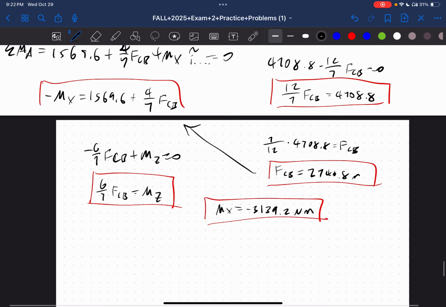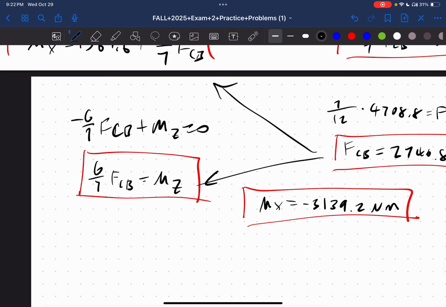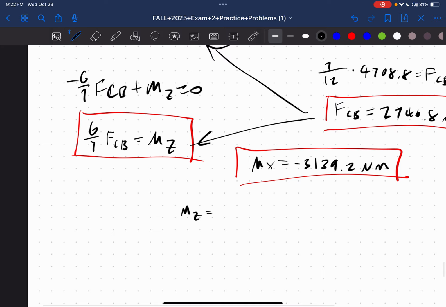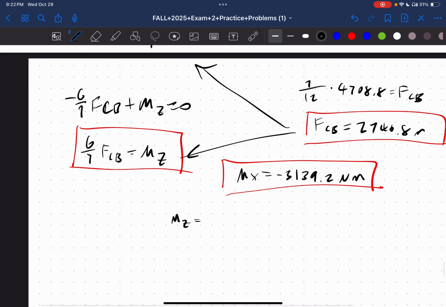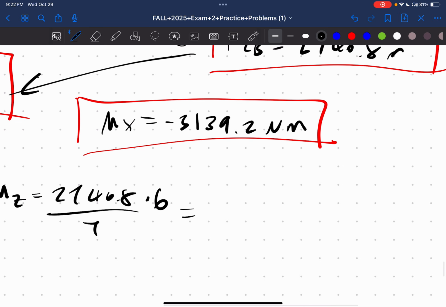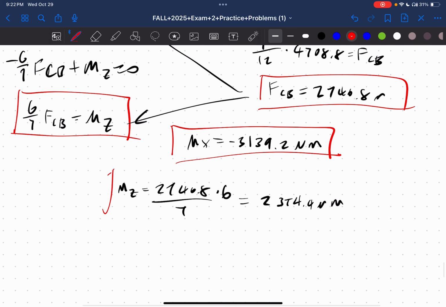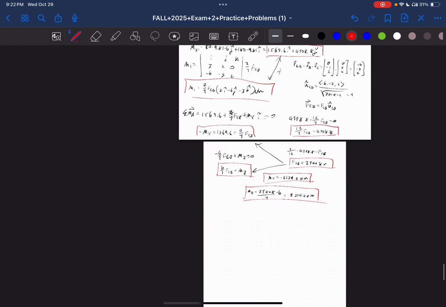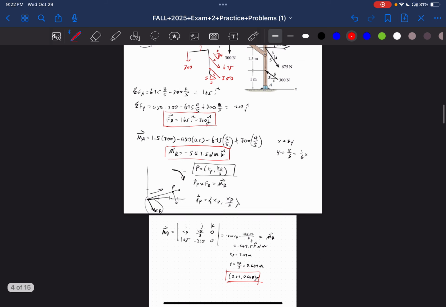Now that we have FCB, we can plug this in here to find Mz too. So Mz is going to be equal to 2746.8 divided by 7 times 6, which is going to be equal to 2354.4 Newton meters. And that's it. GGs. Pretty easy, pretty chill. Okay, that's all.